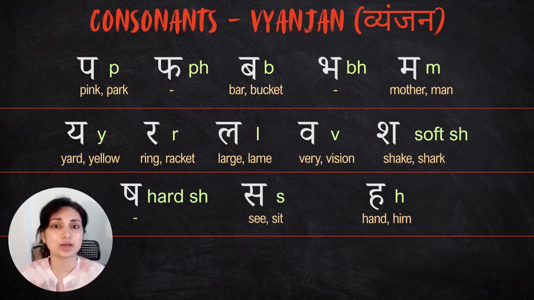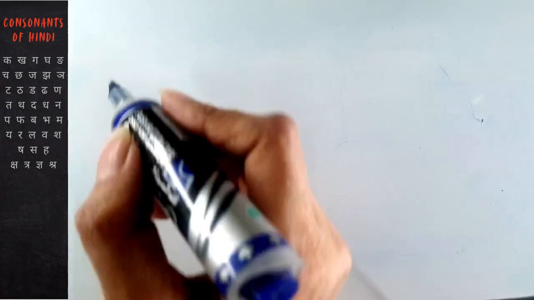Now the second one, which is sh, which we are doing now, this one is a hard sh, and for this the tongue is a bit curled back and it's towards the roof, and it creates a heavier, rounder sound. So it's sh and sh. So let's see how these are written down.